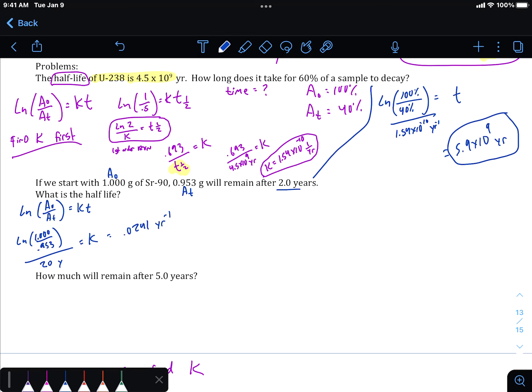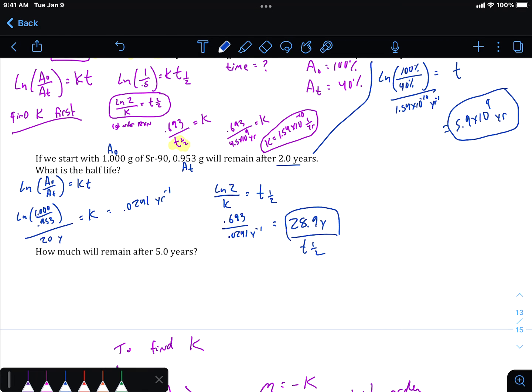So to answer the question, what's the half-life? The half-life is the ln of 2 over k. So ln of 2 is 0.693 over 0.0241. And so we end up with about 28.9 years for the half-life.